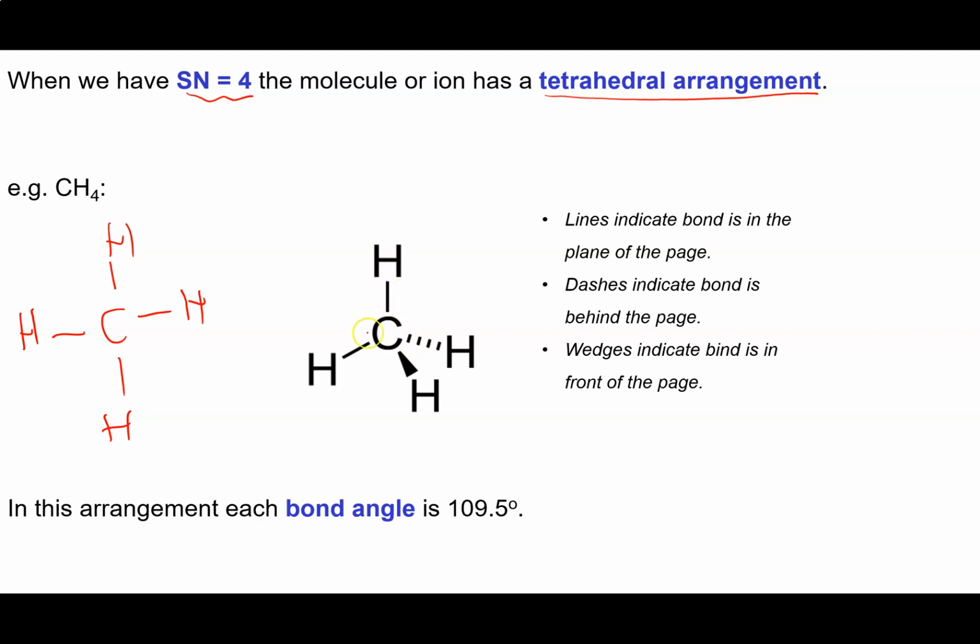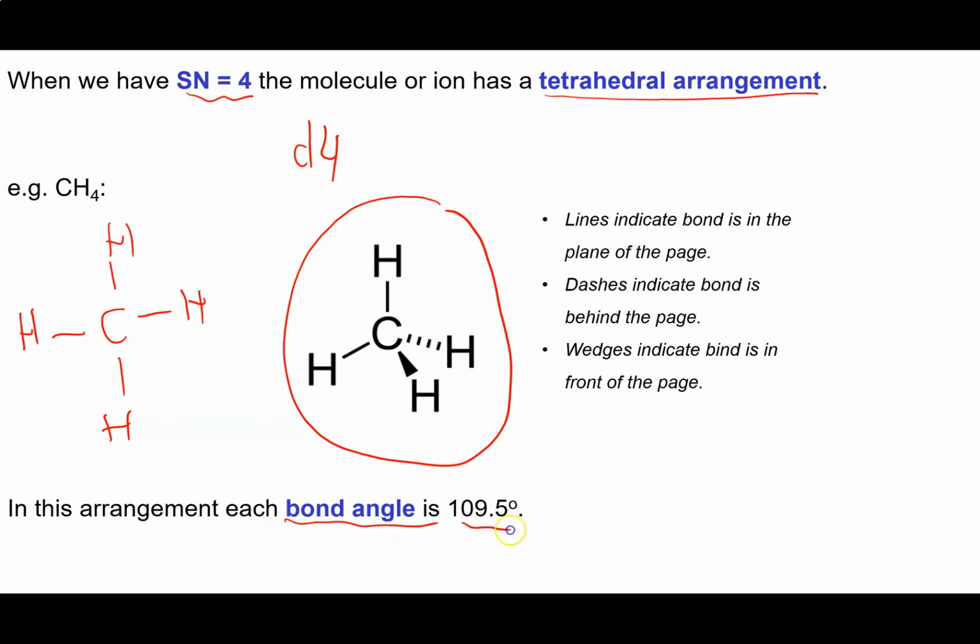So these guys are kind of flat in the plane of the page, and then this one is going behind, and then this one is coming out at you. So the tetrahedral arrangement is where the electron groups are directed towards the corners of a triangular-based pyramid, and the central atom is in the very middle of that pyramid. It looks a little like a D4 if you've ever played games where you have to roll different shaped dice. In the tetrahedral arrangement, the bond angle is 109.5 degrees.